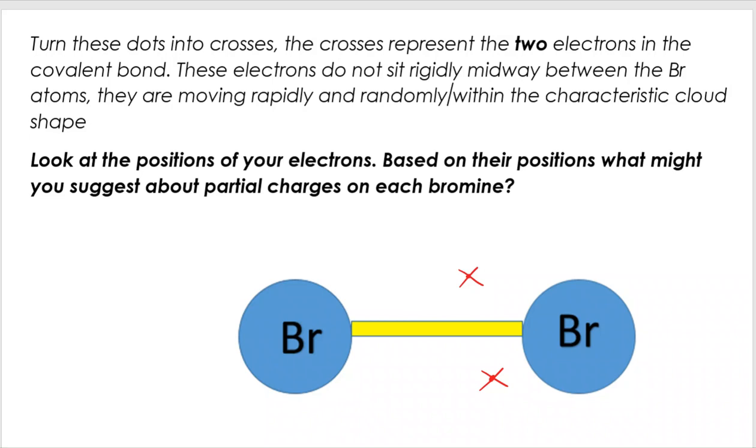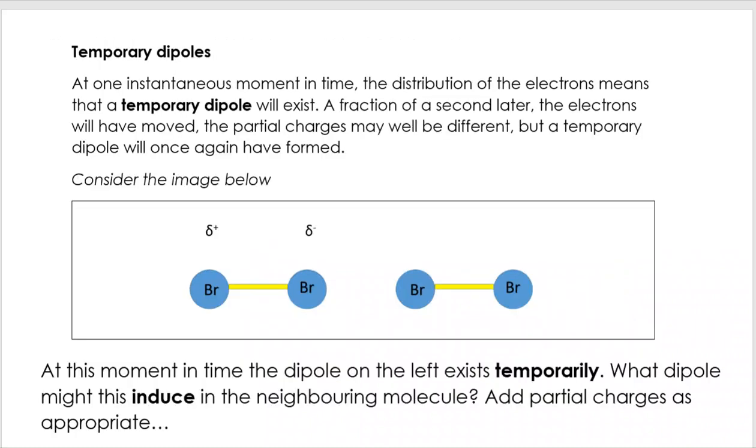What I'm hoping you can see is that this bromine will be delta negative because the electrons are closer to it. This one will be delta positive because the electrons are further away, and therefore it's slightly electron deficient. But we have to take that a step further as well. So let's take a look at temporary dipoles and induced dipoles. Have a go at this and then review your answer.